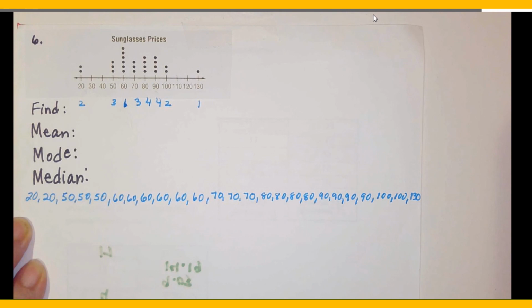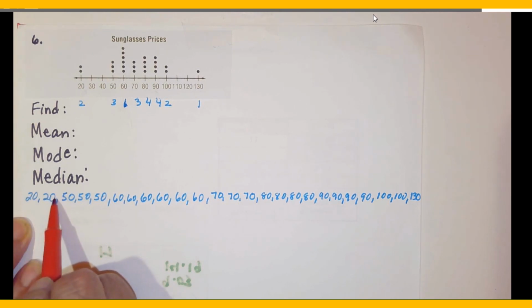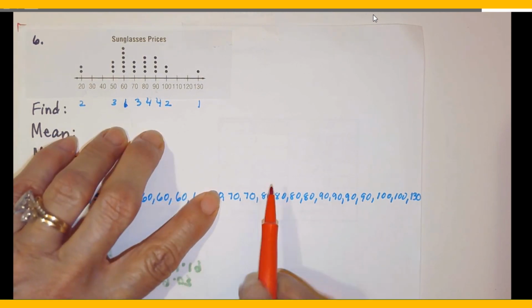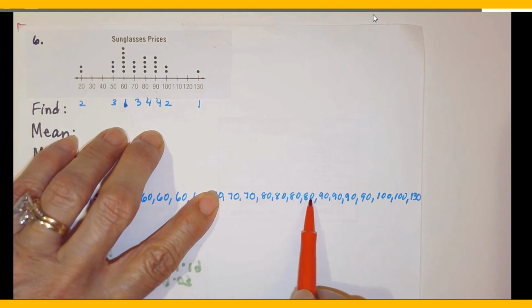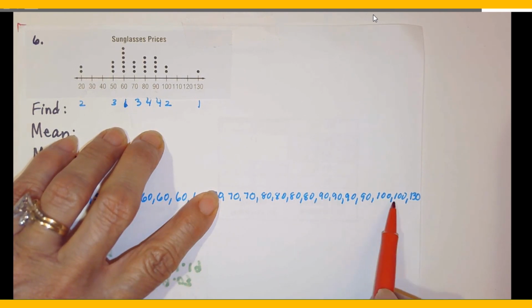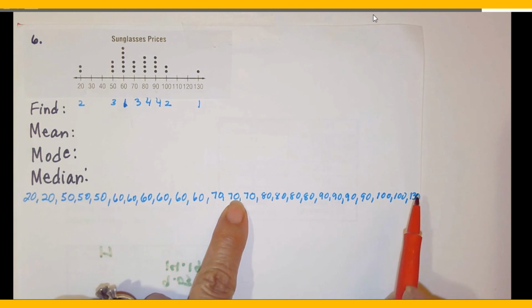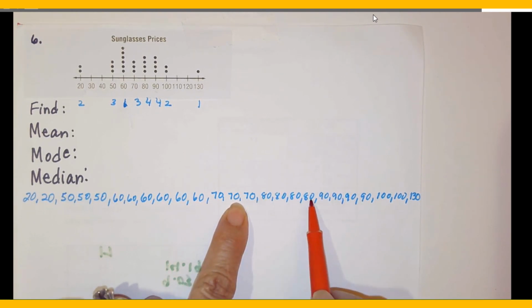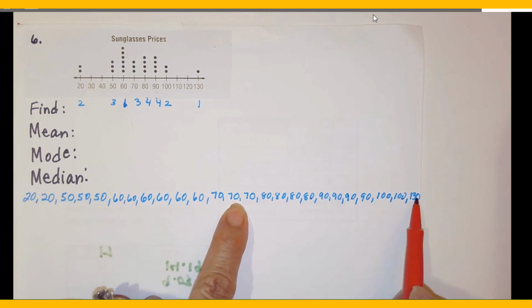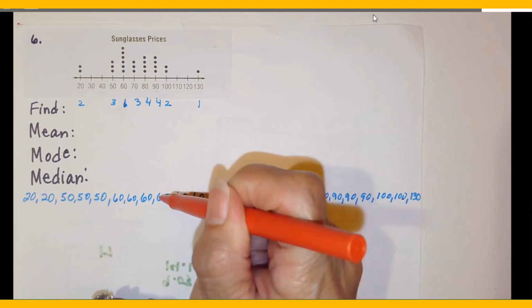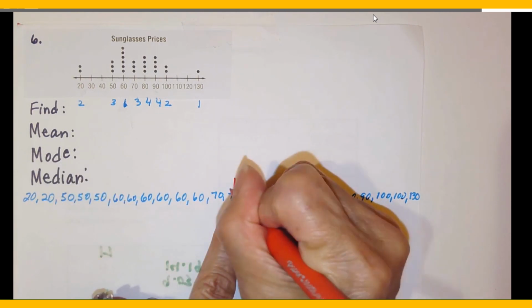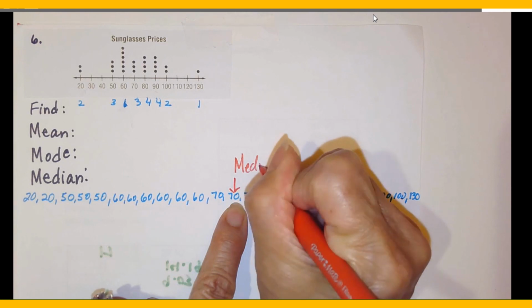We're going to have a median, and that's going to be right in the middle. So 12, and 12 on the other side, counting 1, 2, 3, 4, 5, 6, 7, 8, 9, 10, 11, 12, then 13. So our median is going to be a 70. 70 is the median. How easy is that?